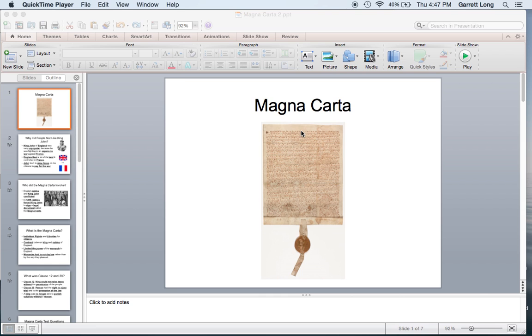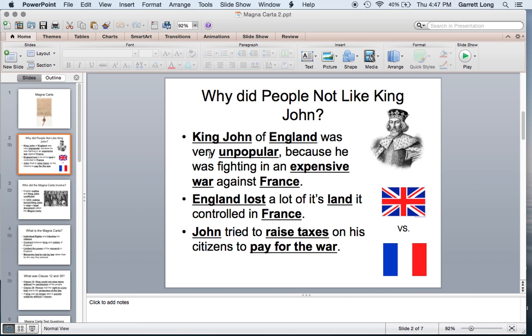We should all know that it was a legal document that was forced upon King John of England in 1215. Now, King John of England was very, very unpopular. People did not like him. He was spending a lot of money. He was putting England in debt. And he was also spending money on a very, very expensive war against France. Now, when they were fighting France, they were losing and losing badly.